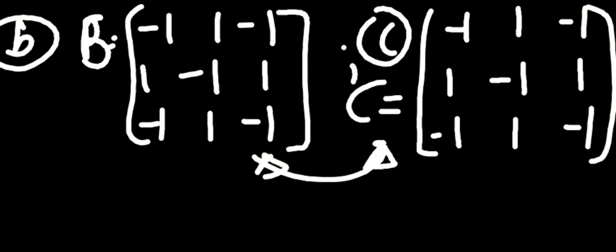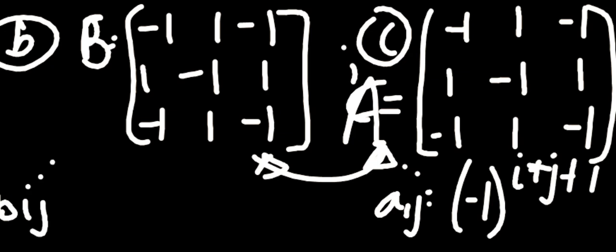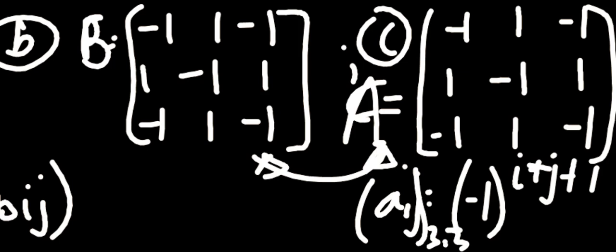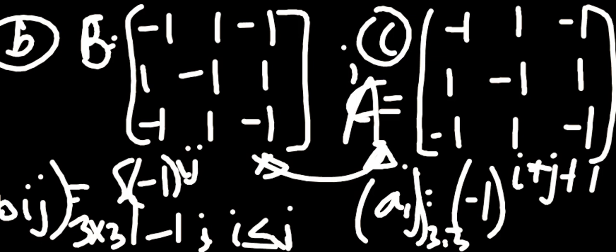But you saw that their compact form was not the same. The compact form of this one is just what we just did. We have Aij, let's call this A. Aij is equal to minus 1 raised to the power I plus J plus 1. But what was the compact form of B? We have Bij to be equal to, what do we have it to be? Two parts. We have minus 1 when I is less than or equal to J. And we have minus 1 raised to the power Ij, where I is strictly bigger than J.